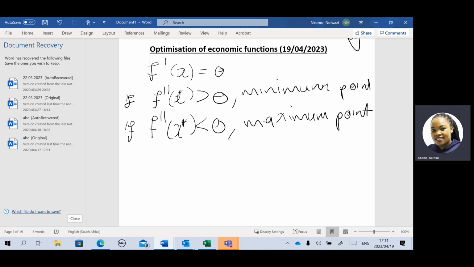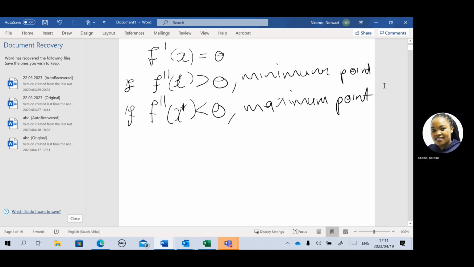In this chapter, we'll apply this information to our functions, such as total revenue, total cost, and profit function. This means we'll be maximizing the total revenue and the profit, or minimizing the total cost.